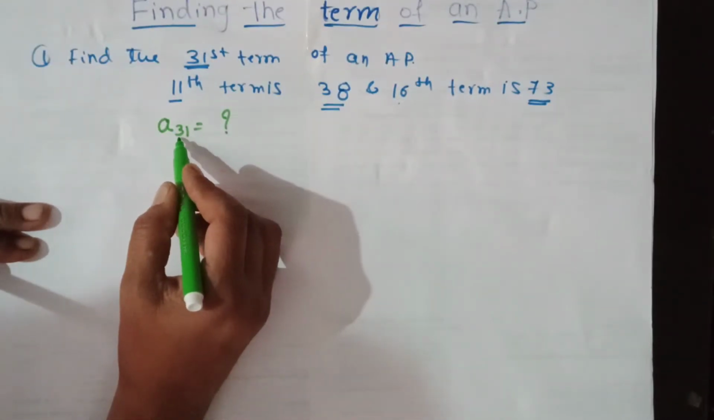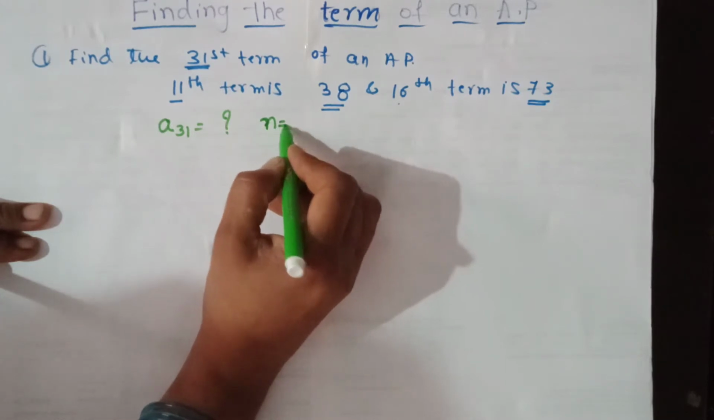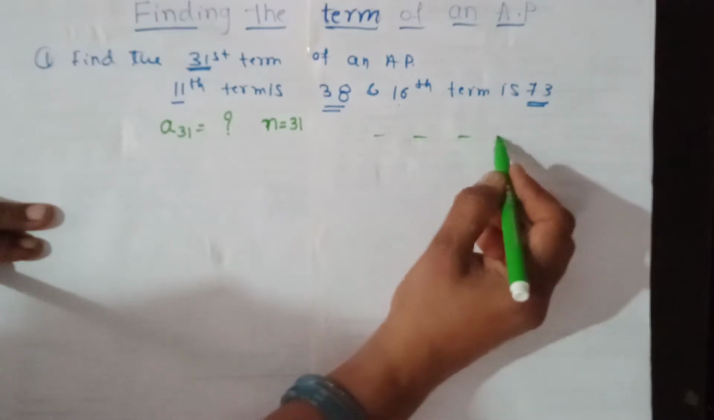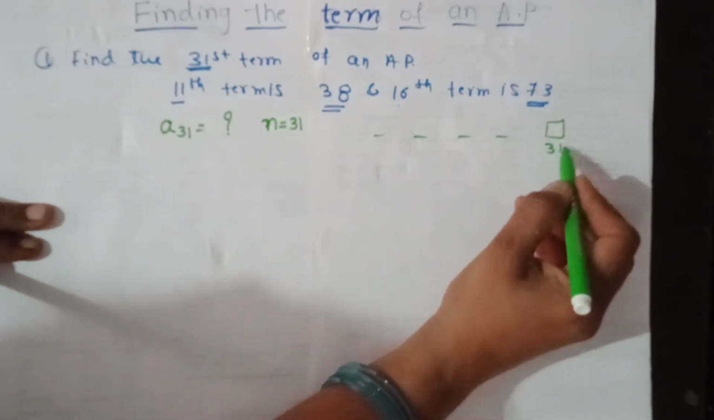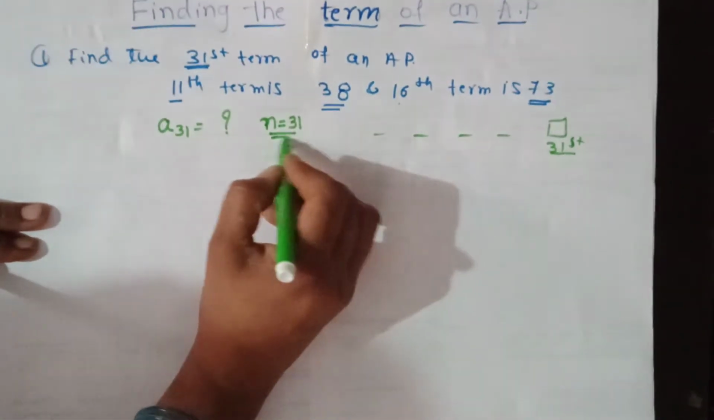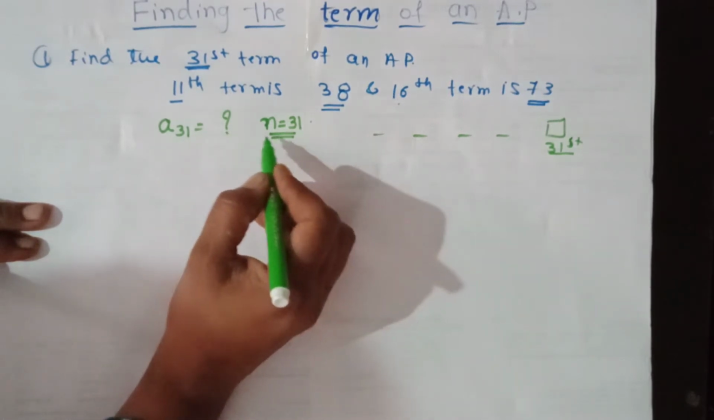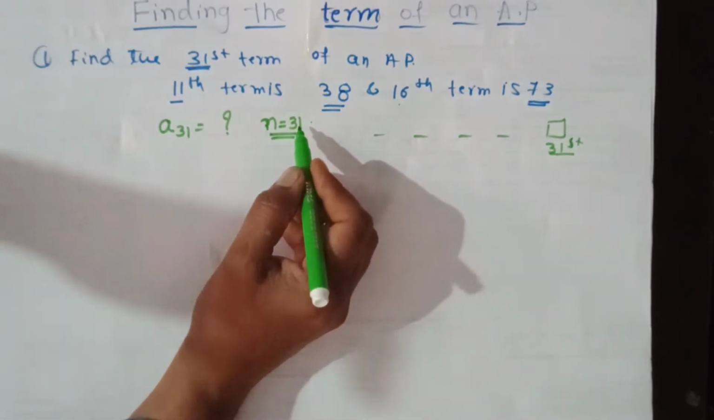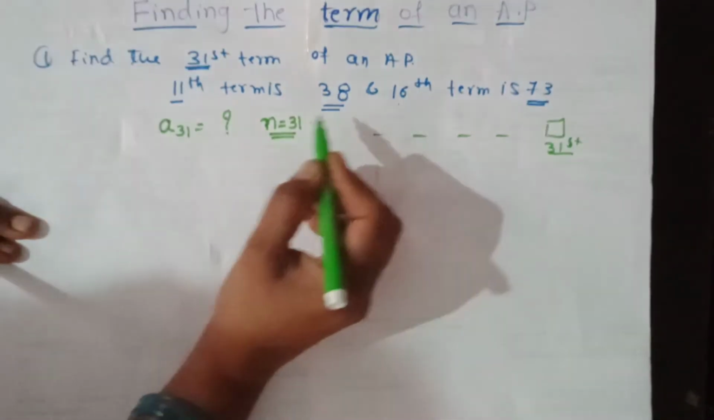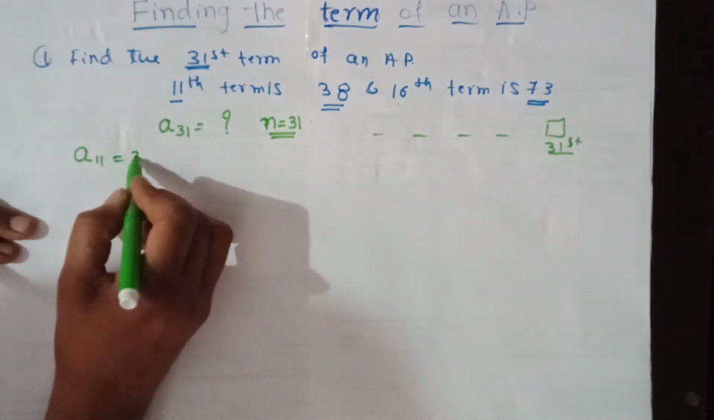It is asked, A31 is how much? That means the term in the 31st place of our progression, what will we get there? N is equal to 31, that is A31, the term in the 31st place. But you are given at the same time the 11th term is 38. It is very interesting. The 11th term means A11 is equal to 38.